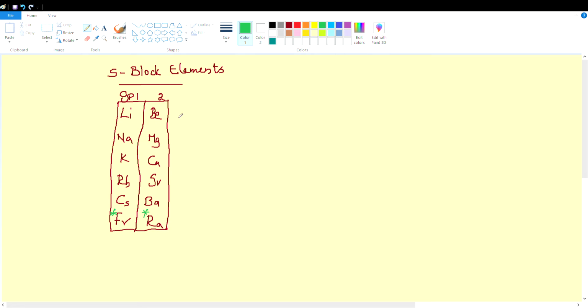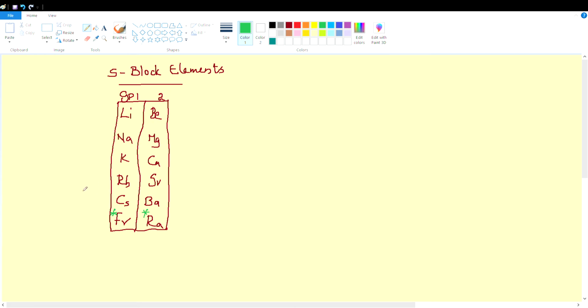Group 1 and Group 2 elements together are called S-block elements. Why are they called S-block elements? Because the last electrons in these elements, that is the valence electrons, are present in the S atomic orbital. That's why the name S-block elements.